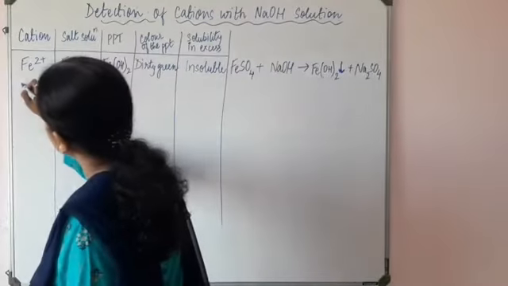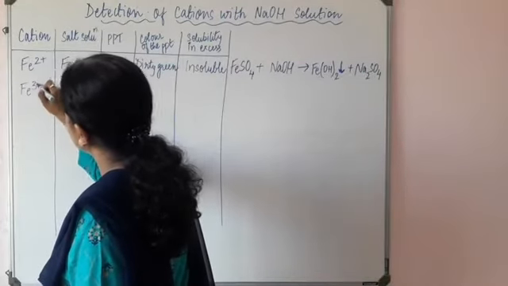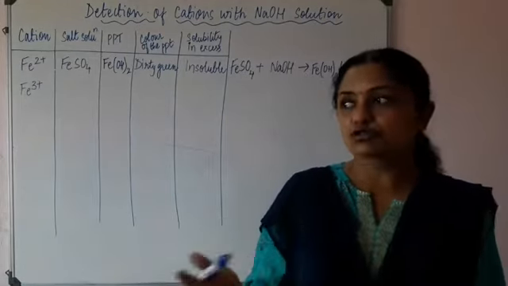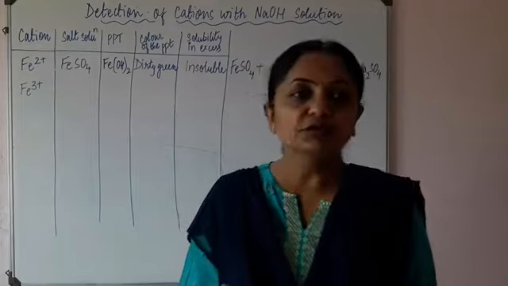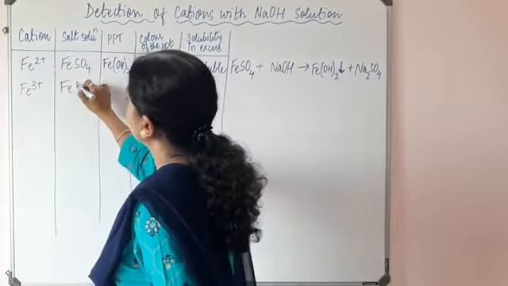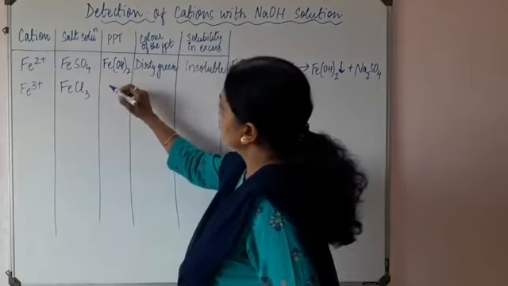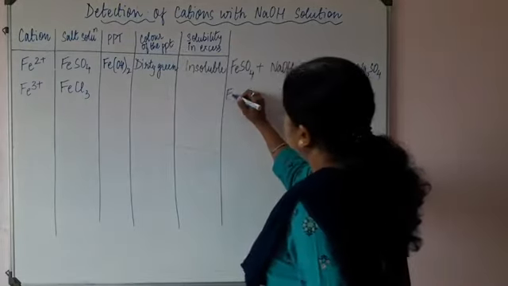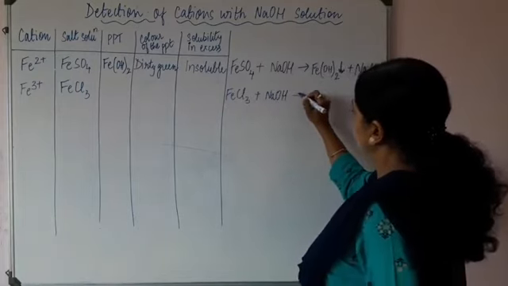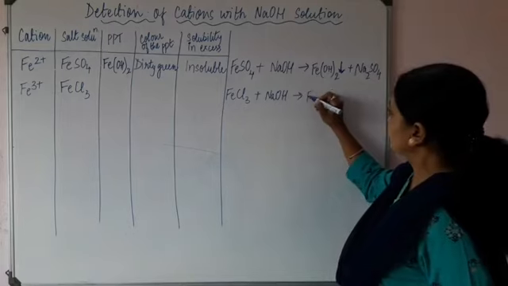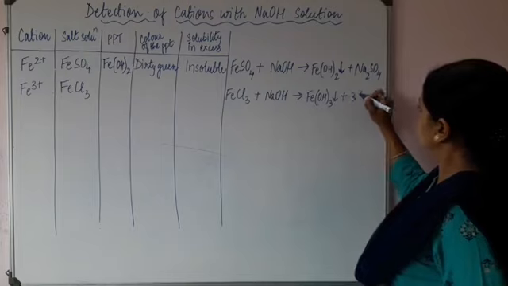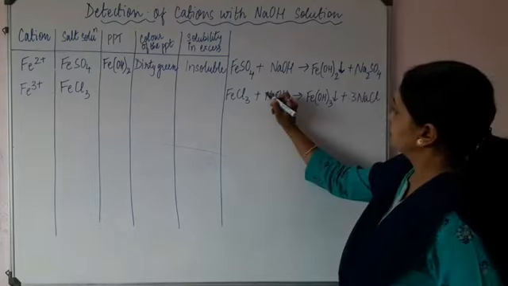Now the second one is Fe3+. If you want to detect ferric, what we will be doing, for you it is all unknown salt. So the salt given to you is ferric chloride, you are not aware. What you will do again, you will prepare salt solution and you will add NaOH. So when you add NaOH, you will get ferric hydroxide, and NaCl you are getting over here.